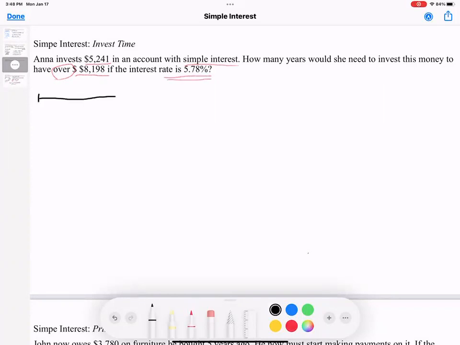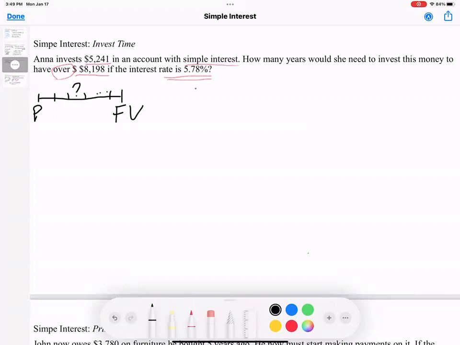Right, so we know the present value, or the principal. We know the future value. The thing we don't know is how many years, in other words, how many years of interest payments she needs to get. In between, from the present value to the future value, the amount increased was the amount of interest.